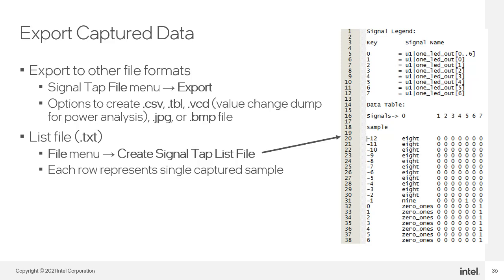A different way of viewing the captured data is through the creation of a list file. A list file is a simple text file where each row corresponds to the signal states of all the signals within a single captured data sample. The key at the top, along with the columns and column headers, indicate what the signal level is for a particular signal within a particular sample. This makes it easy to see the raw captured sample data generated by the logic analyzer.